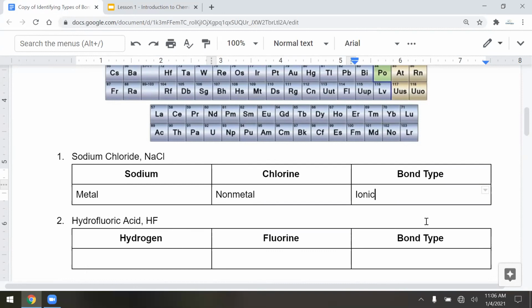So just a real quick recap. Metal, nonmetal, that's ionic. Nonmetal, nonmetal, that's covalent. And finally, metal, metal, that's metallic. We will not be able to decide whether the covalent is polar covalent or non-polar covalent by using this method.